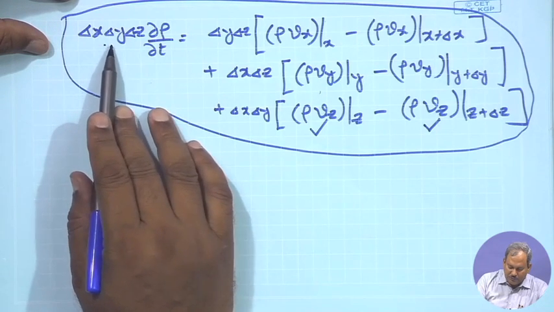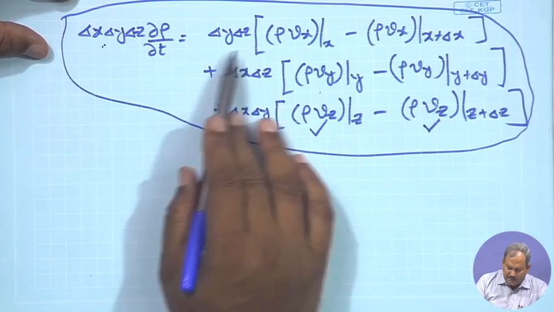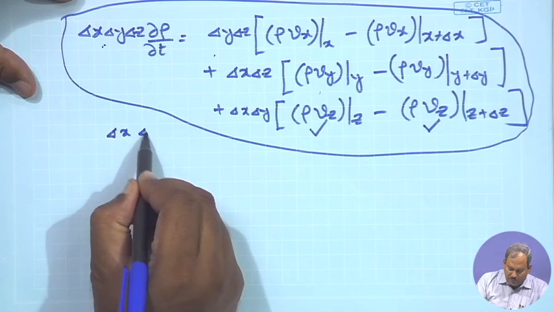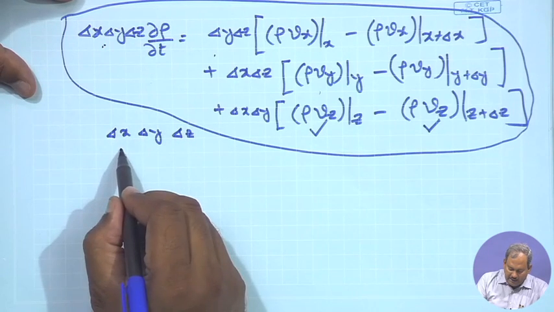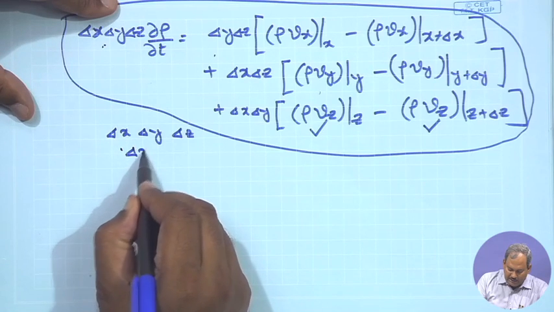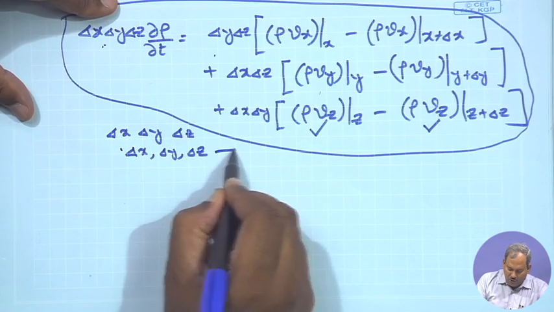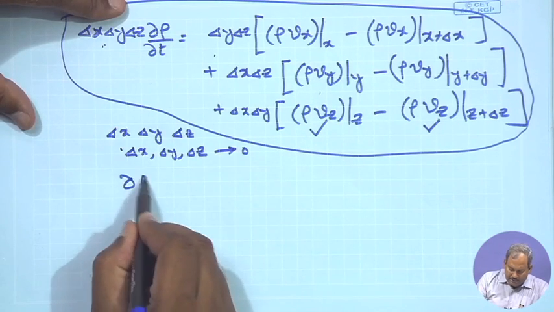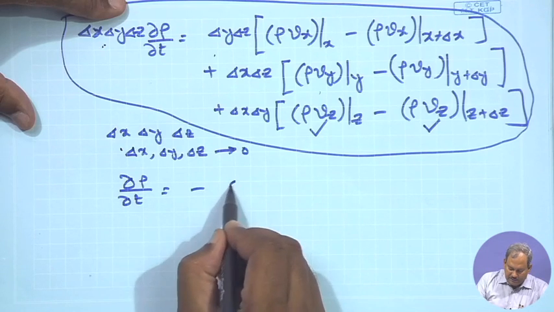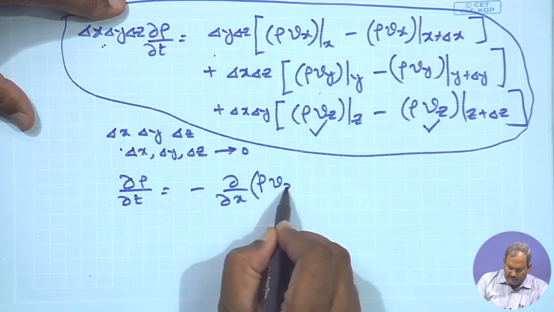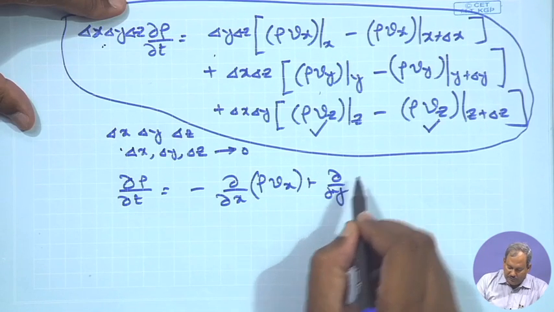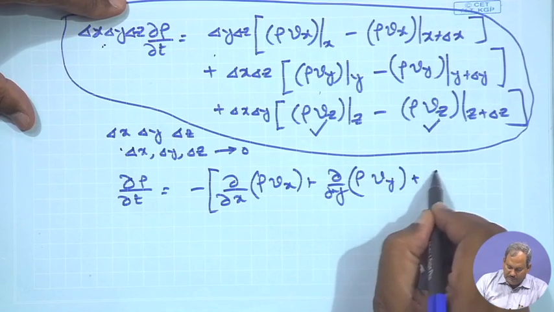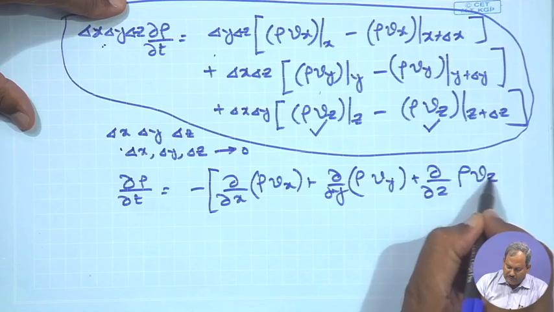So, the obvious next step would be to divide both sides by del x, del y, del z and take the limit when all of del x, del y, del z tend to 0. So, dividing both sides by del x, del y, del z, and in this condition where del x, del y and del z all approach 0, you get the definition of the first derivative, and the expression would simply be del rho del t equals minus del x of rho v x plus del y of rho v y plus del z of rho v z.